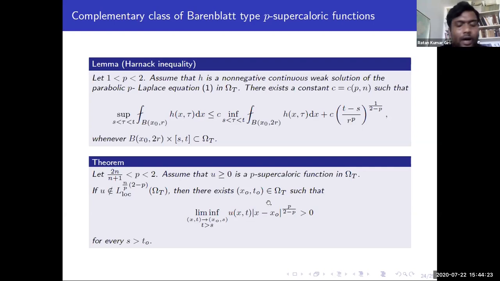So before I conclude, let me conclude that what we have seen so far is that every bounded supercaloric function is a weak super solution for the full range, and for the supercritical case, every unbounded supercaloric function is divided into two mutually separate boxes depending on whether it belongs to L log L space or not. If it belongs to it, then it is a super solution. If it does not belong to it, then there is a point in space at which the function is precisely infinite.